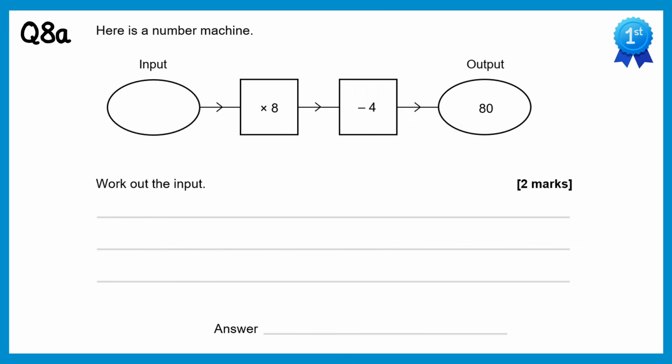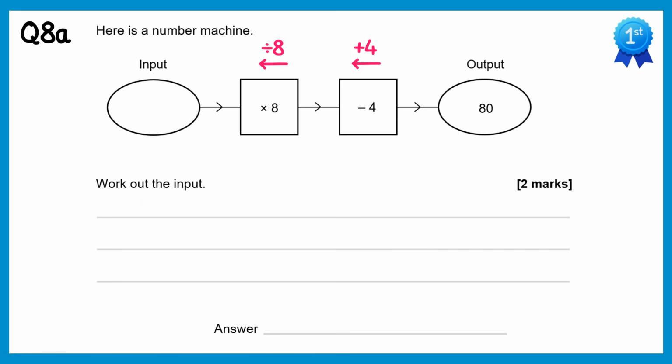For this question we have a number machine and we need to work out the input. So we've already been given the output, we can see that's 80 on the right hand side. So we need to work our way backwards through this number machine to work out the input. Whenever we go backwards through a number machine we must do the inverse operation. So rather than subtracting 4 going back here, we're going to add 4, and then rather than multiplying by 8, we're going to divide by 8.